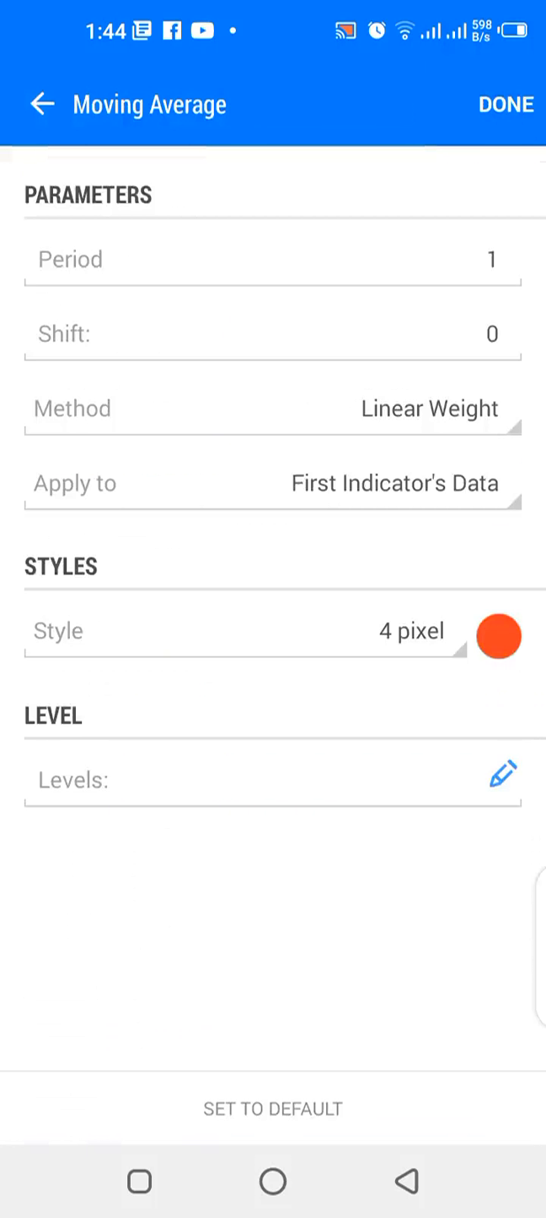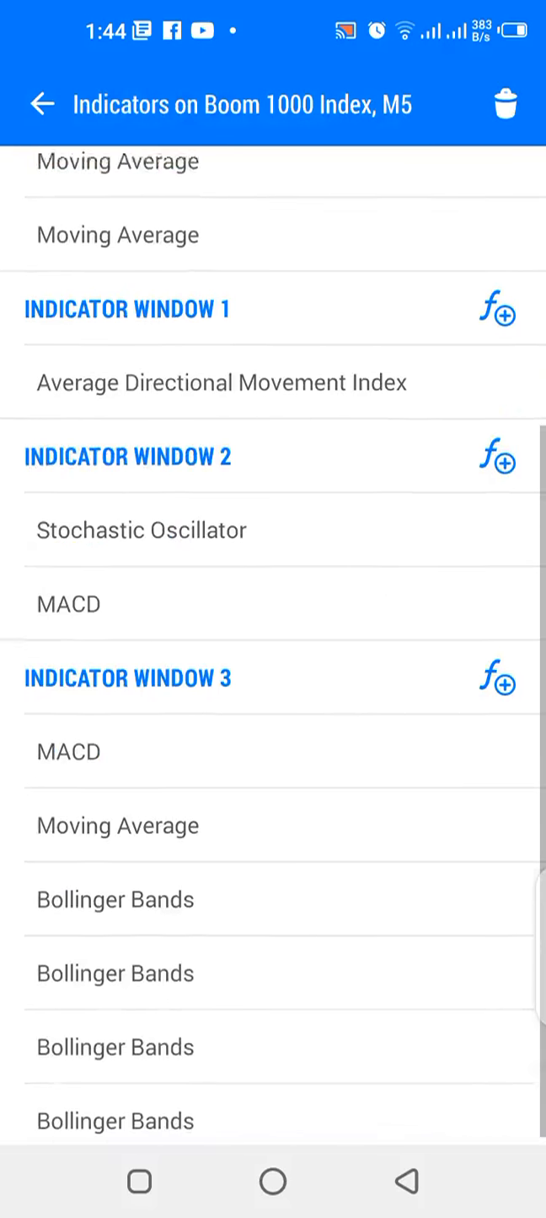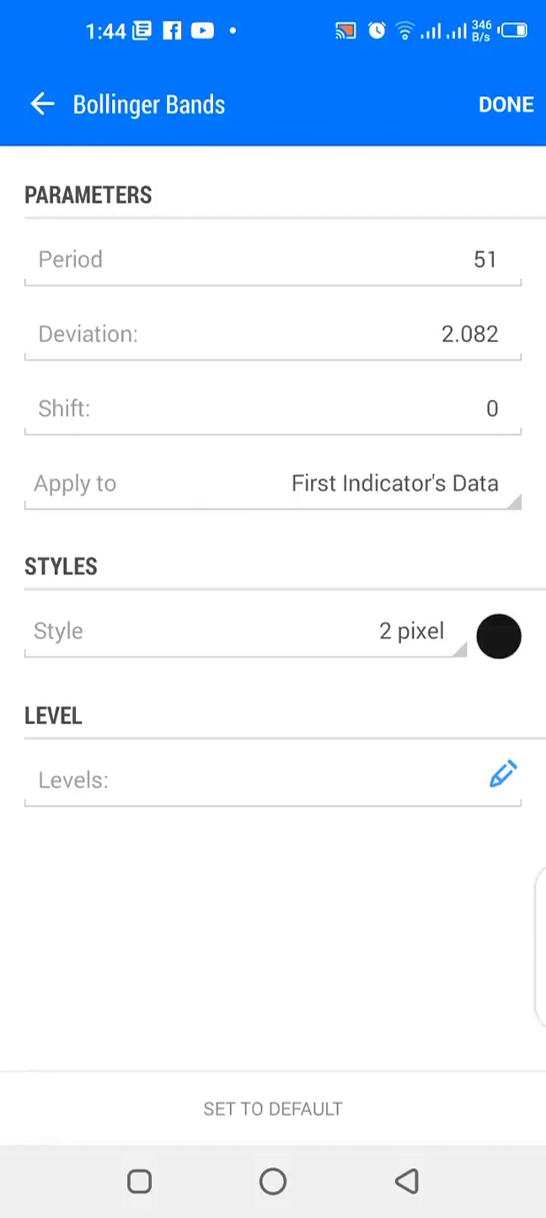Then the moving average, you have 1 period. Shift is 0. Method is linear weight. Apply to first indicator's data. Color is red. Then you have Bollinger Bands. The first one is 51 period. Deviation is 2.082. Shift is 0. Apply to first indicator's data.